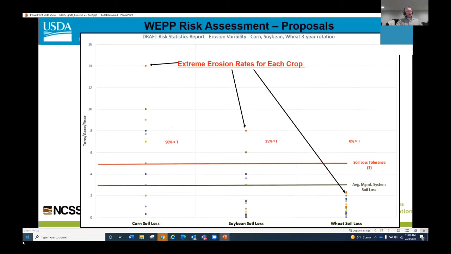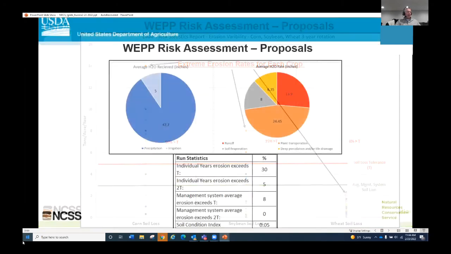Some of the things that we're looking at is, in this case, a corn soybean rotation, where we can look at, again, the extreme erosion rates for each crop year. In this example it is over a 100-year period. So you see in one example the soil loss tolerance of T in the red line versus average annual erosion is below T. It all looks good, right? But then when you look at the individual crops in extreme years, that's not so good. So that's the power again of using process models.